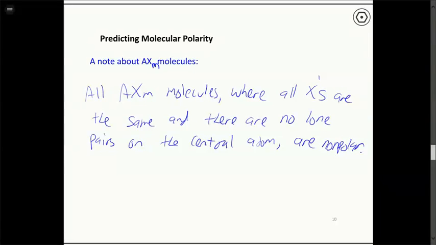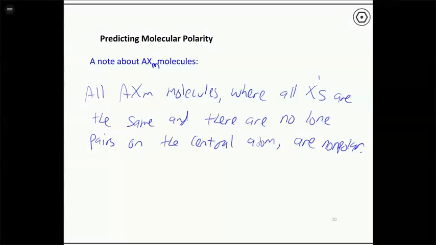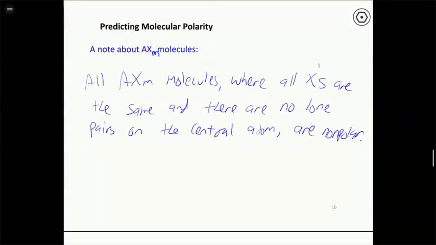All right, so in other words, for those 5 basic shapes that we learned, linear, trigonal planar, tetrahedral, trigonal bipyramidal, octahedral, if all of those positions are occupied by the same atom with no lone pairs in there, all of the bond polarities will cancel each other out. No matter how big or small those individual bond polarities are, they will cancel out and you'll have a nonpolar molecule. So we saw this 2 slides ago for linear, trigonal planar, tetrahedral. It applies also to the higher ones as well.